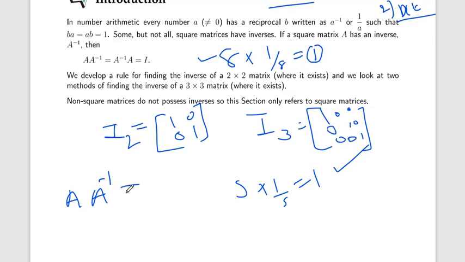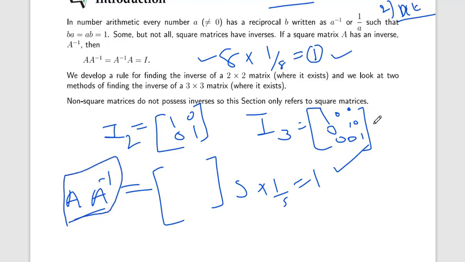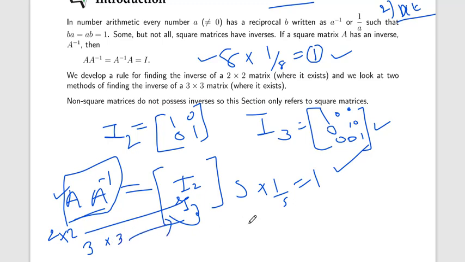When we multiply matrices, we get a matrix, not a number. If we multiply A with its inverse, we get the identity matrix, I2 or I3 depending on A. If A is 2 by 2, we get I2. If it is a 3 by 3 matrix, we get I3. So A into A inverse, or A inverse into A, gives the identity matrix.